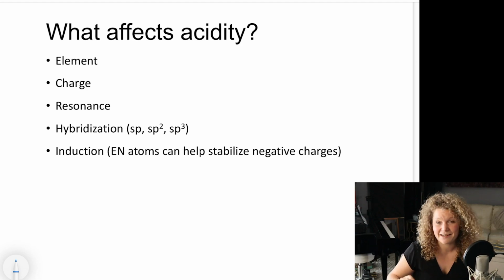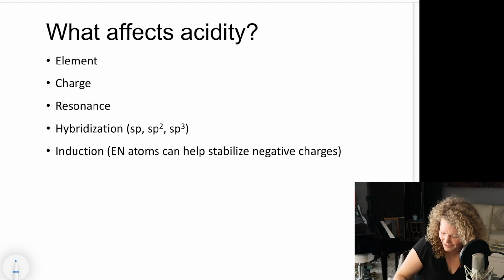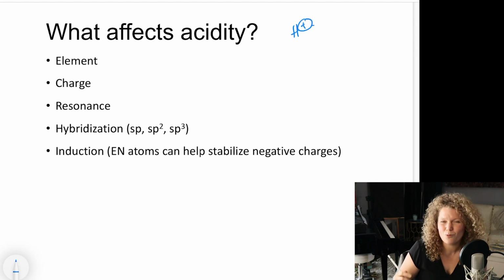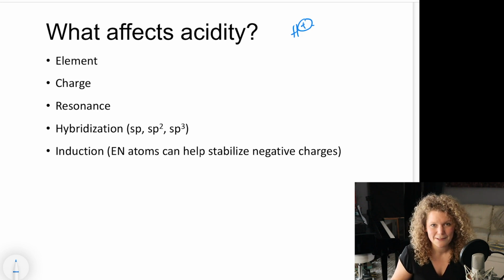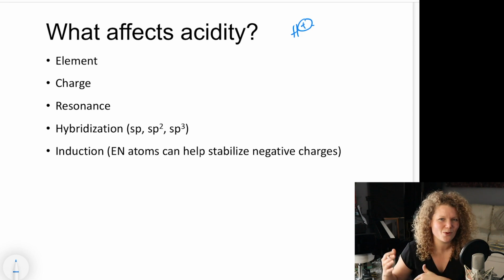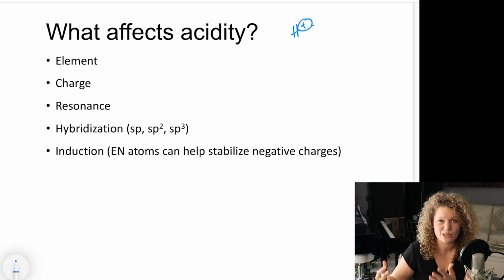What affects acidity? There's 5 main things. The first is, what element is this proton on? What element is attached to that proton? This deals with electronegativity and the size of that atom. The next most important thing is the charge of the atom. Then we're going to talk about resonance, hybridization, and the induction effect. All 5 of these help us determine which molecules are more acidic than others, and it is exactly why we see the pKa's that we do.